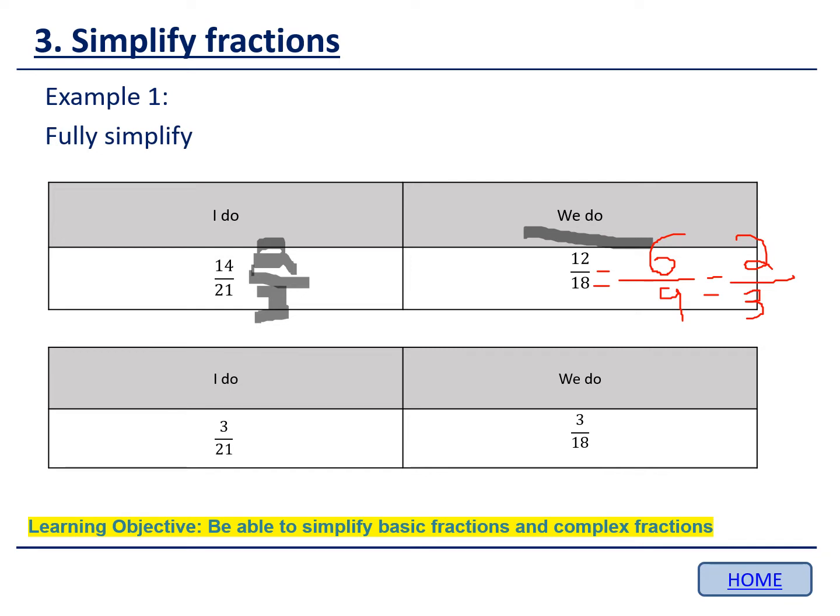Okay, I do. So I know straight away that 3 goes into 3 once, and 3 goes into 21 7 times, so that is simplified to 1/7. Okay, your turn on the we do. Pause the video and have a go. The answer should have been 1/6.